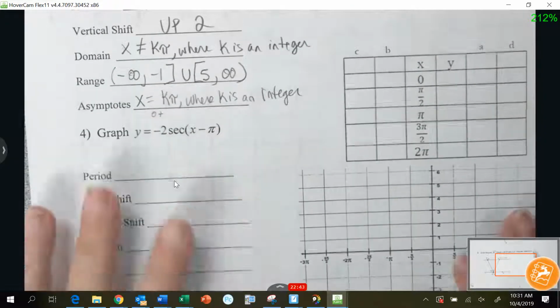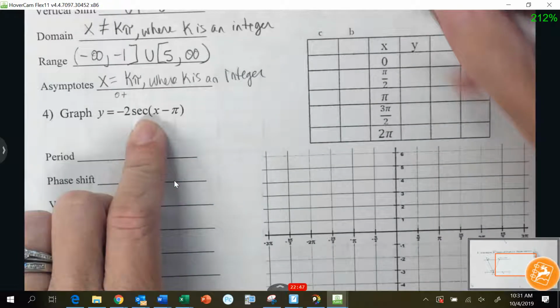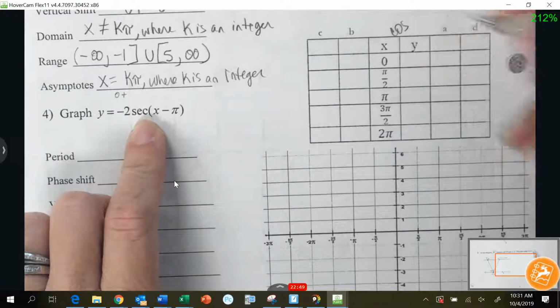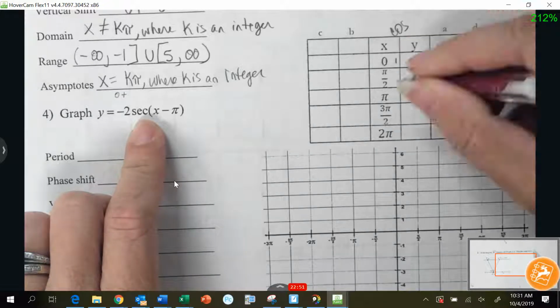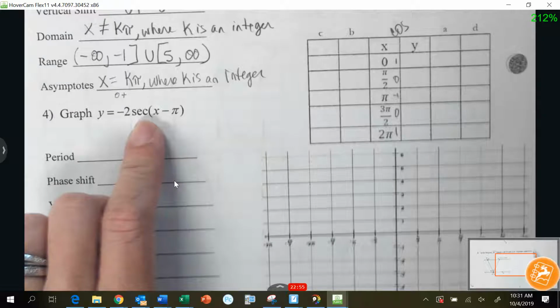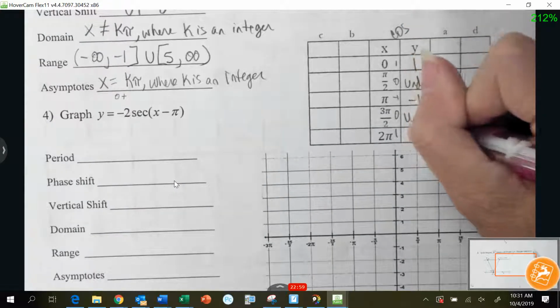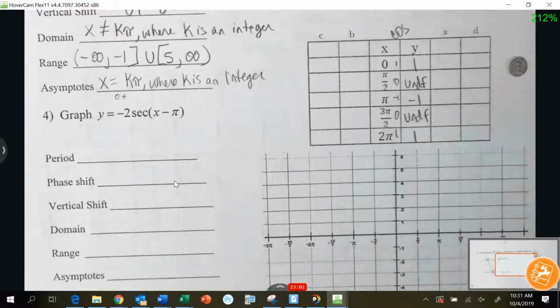So secant, which one is it flipped from? Cosine. So I like to remind myself this is cosine. I would like to remind myself what the values are. 1, 0, negative 1, 0, 1. And then I flip them. 1, undefined, 1, undefined, 1.